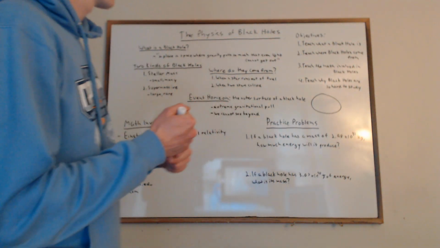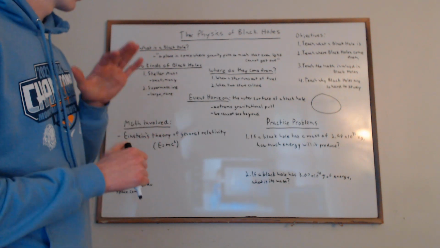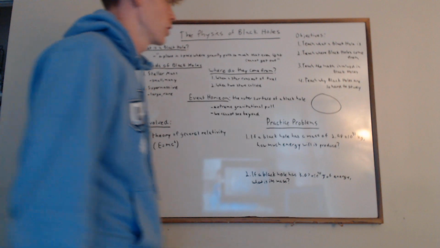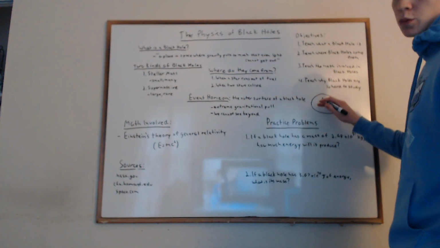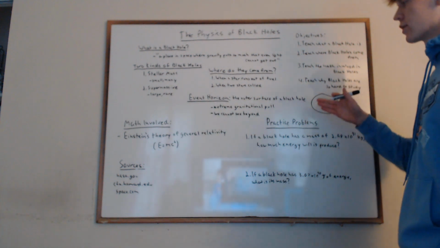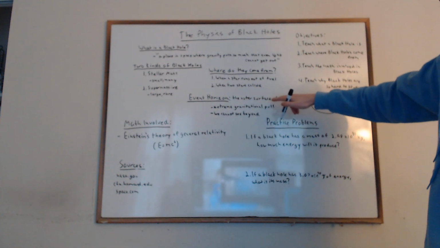Alright, a very important part of black holes is the event horizon. So, if you've ever seen a picture of a black hole, you've probably seen some spherical picture, which is really what they're portraying here. It's what's called the event horizon, which is the outer surface of a black hole.